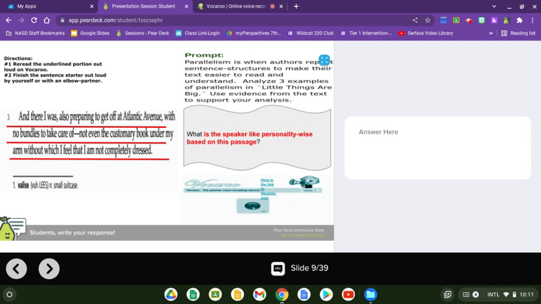So now, what is the speaker like personality-wise based on this passage? So you have to work with it a little bit, but use those red words from the question to help make a statement. So I'm going to kind of reverse it a little bit and say the speaker, personality-wise, seems to be, I'm going to let you take a moment to click Vocaroo yourself and discuss this, and then we'll follow up on the video here after the pause.